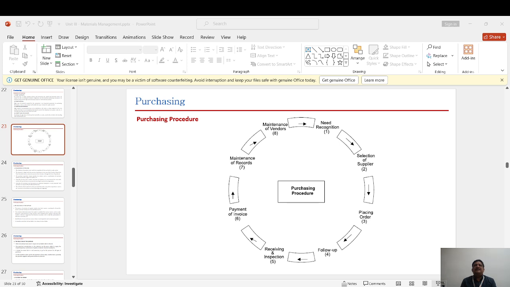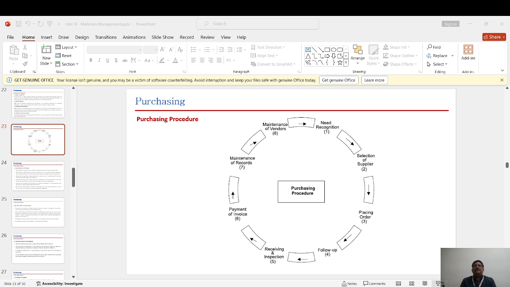Then next is placing the order. Once the supplier is selected, the next step is to place the purchase order. A purchase order is a letter sent to a supplier asking to supply the said material. At least 6 copies of the purchase order are prepared by the purchase section, and each copy is separately signed by the purchase officer.